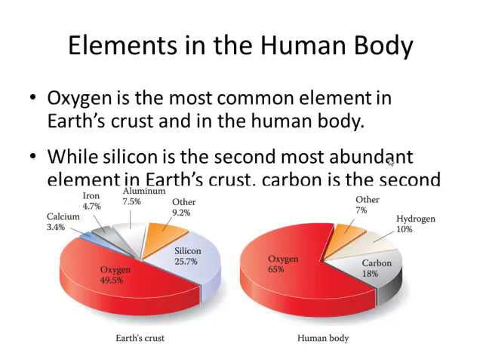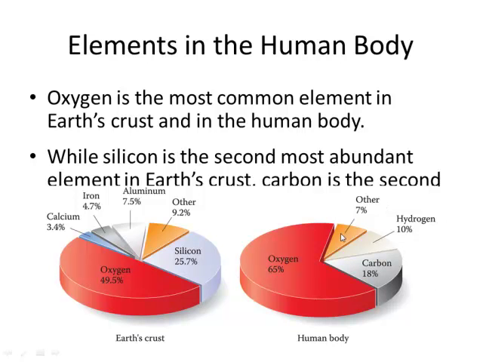Then the elements in the human body. Oxygen is the most common element in the Earth's crust, and in our body. Silicon is the second most abundant element in the Earth, and carbon is the second most abundant in our body. In our body it's about 65% oxygen, then carbon, then hydrogen. Hydrogen and oxygen give you water. Carbon has to do with carbohydrates. Proteins have carbon and oxygen, and some nitrogen, so that would be in this 7%.